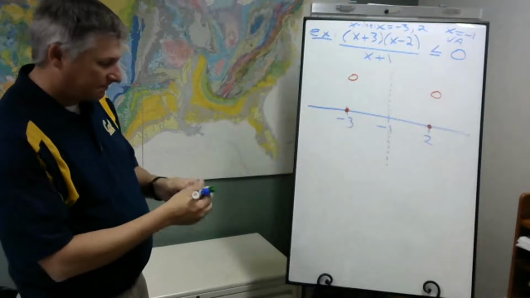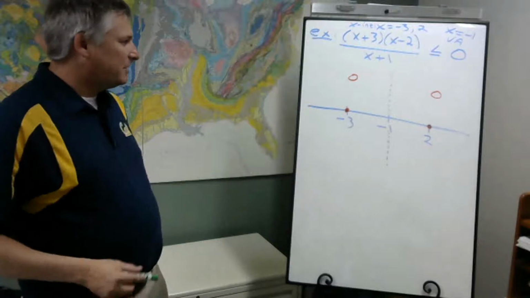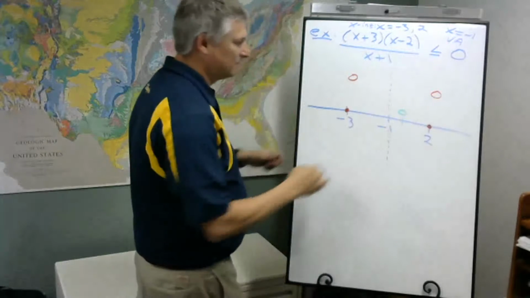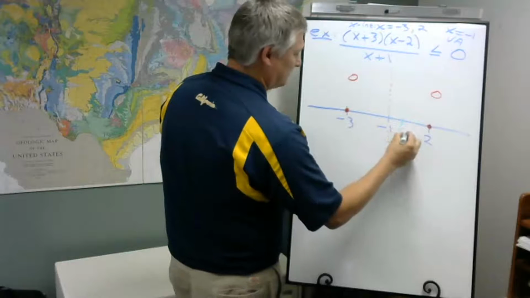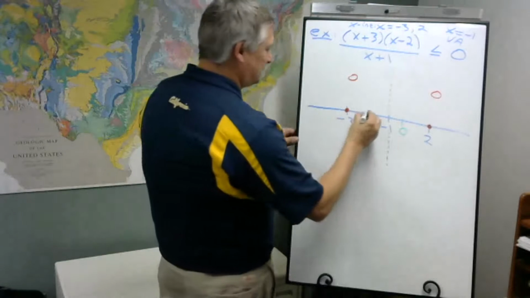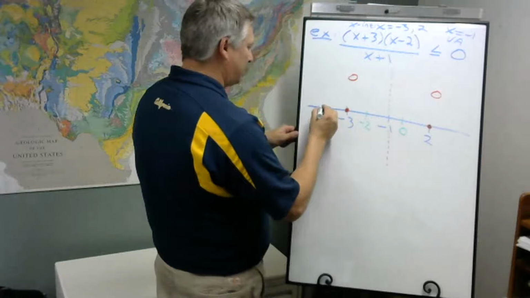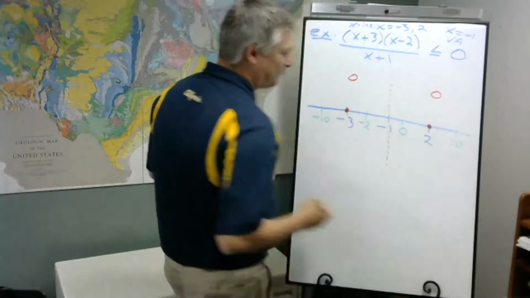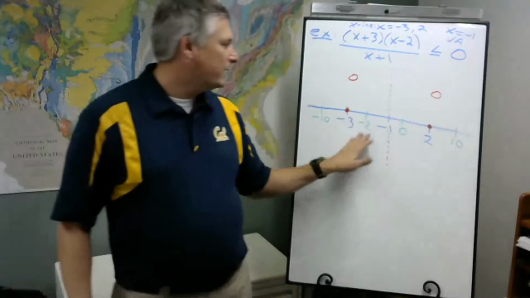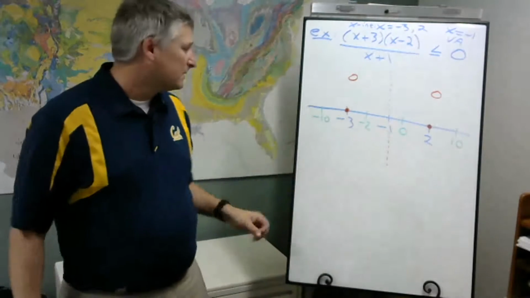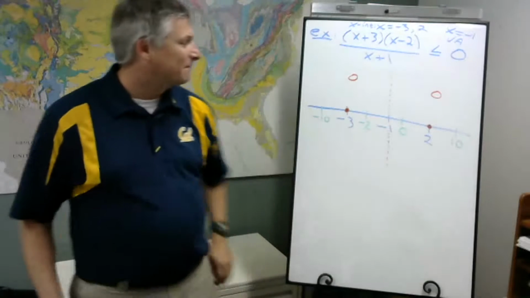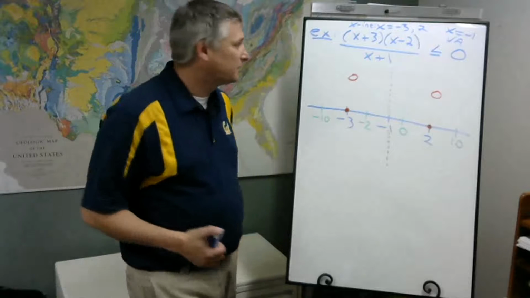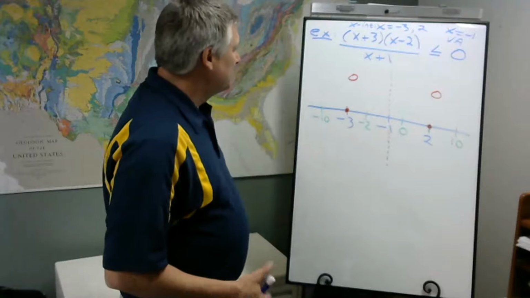So we need test points. So let's say we choose something, again, easy to use in calculations, test point of 0. We'll do it this way. This here we could use -2, and out here we could use, say, -10, and here we could use 10. So we have test points between the x-intercepts and the vertical asymptote, and then on the far side. So let's compute the value of these test points. Now, -10.